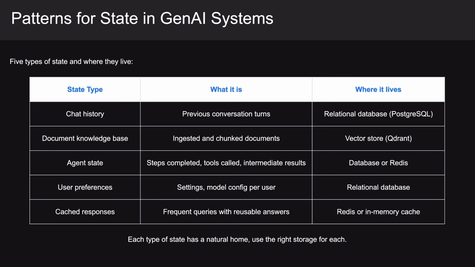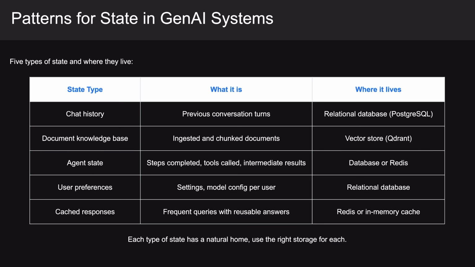Agent state, steps completed, and tools called needs to survive between turns but is often short-lived. Database or Redis depending on how long it needs to persist. User preferences, per user settings, and model config are relational. Relational database again. Cached responses for frequent queries with reusable answers go in Redis for speed. Each type of state has a natural home. Match the state to the right storage system and you avoid a lot of performance and scaling problems later.